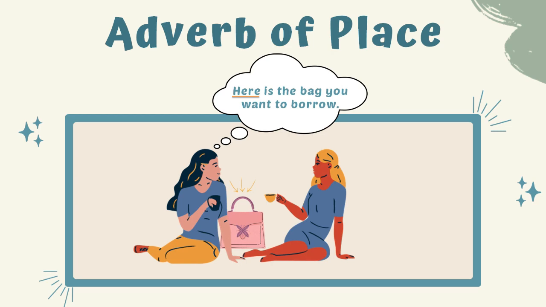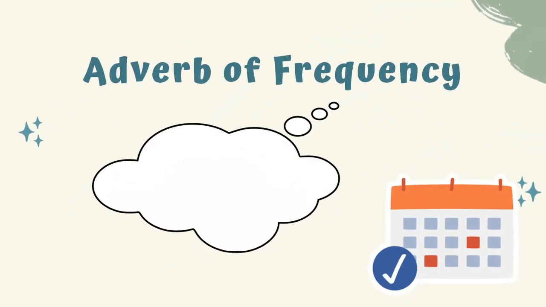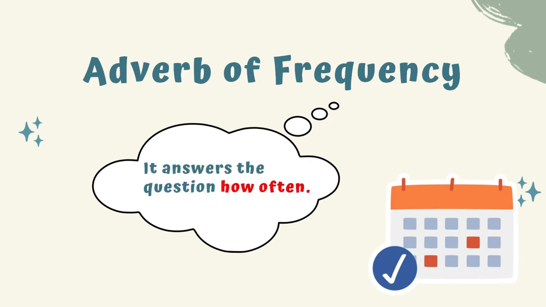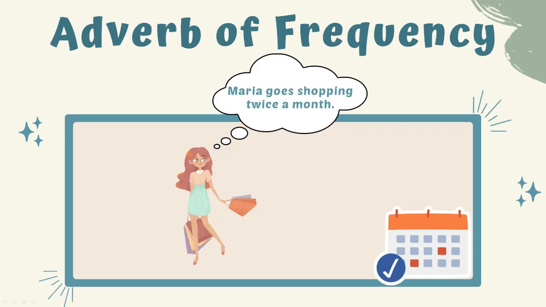Now let's move on to the next kind, which is the adverb of frequency. Just like what we have mentioned earlier when we were discussing adverb of time, adverb of frequency talks about how often something happens or how often someone does something. So let's have some examples. Maria goes shopping twice a month. So how often does Maria go shopping? The answer is twice a month.